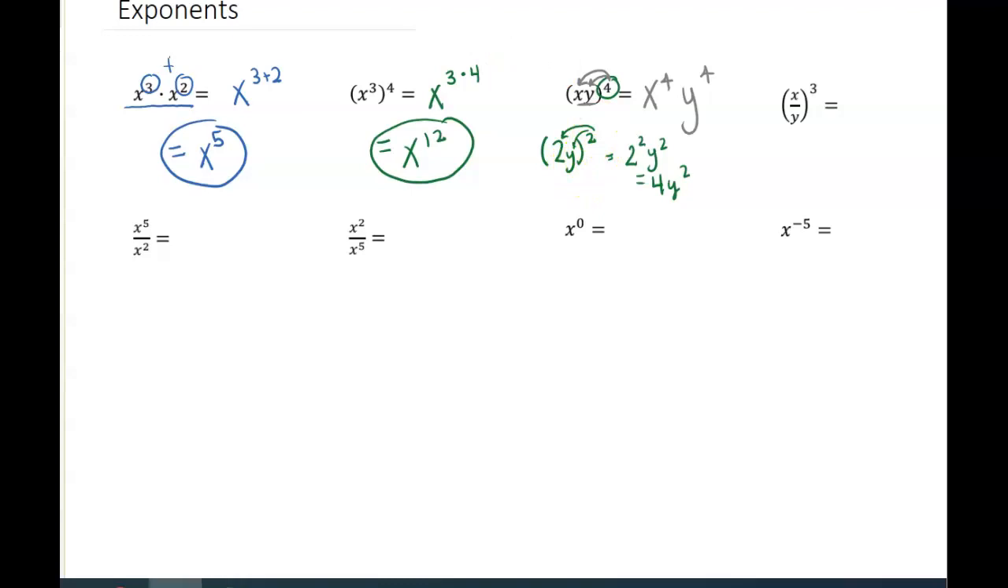All right, let's look at this here. So same thing. This applies to both the x and the y. So this is just x to the 3rd over y to the 3rd.